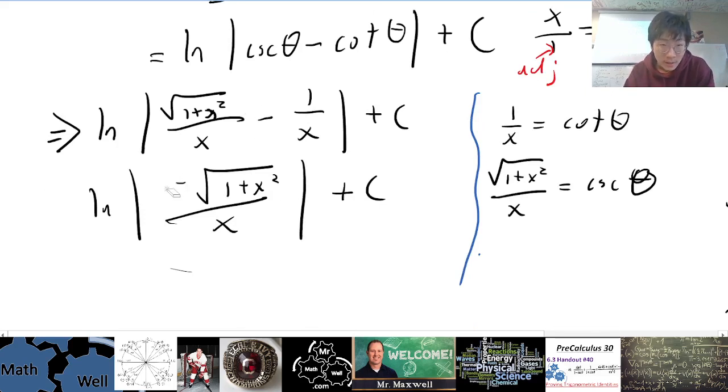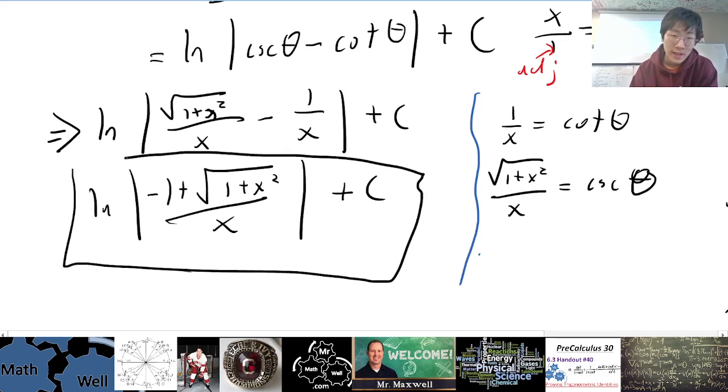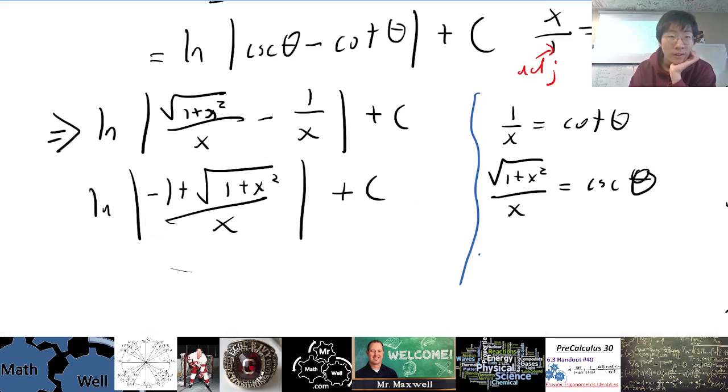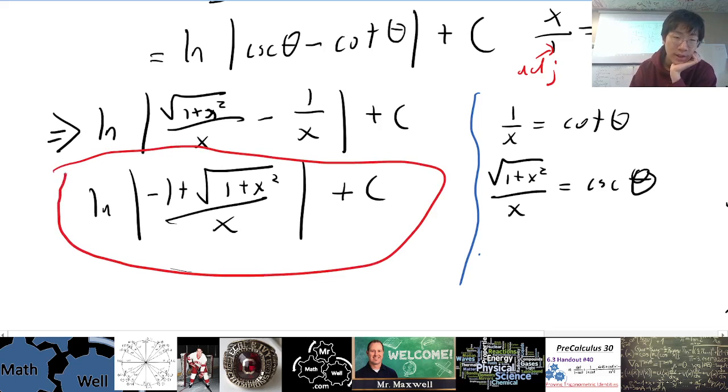So on this side, we're going to write it as negative 1 plus root 1 plus x squared instead of root 1 plus x squared minus 1, just because I don't want any confusion on where the radical stops and if this negative 1 is included or anything. But yeah, so this is our final answer here. Ln of the absolute value of, you know what? I'm going to circle it in a different color, just because I can. So we have ln of the absolute value of negative 1 plus root 1 plus x squared all over x plus c.